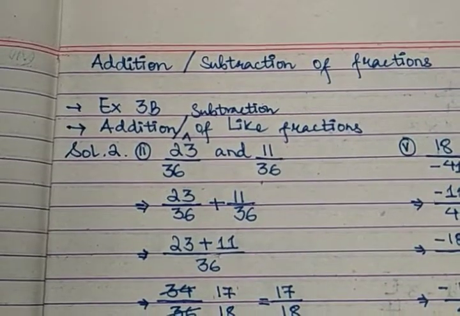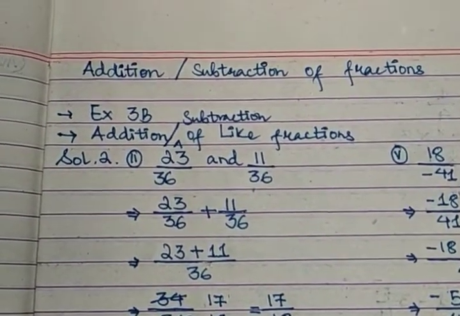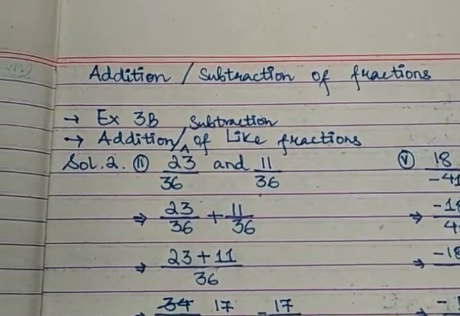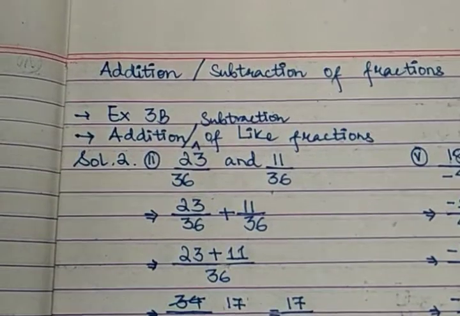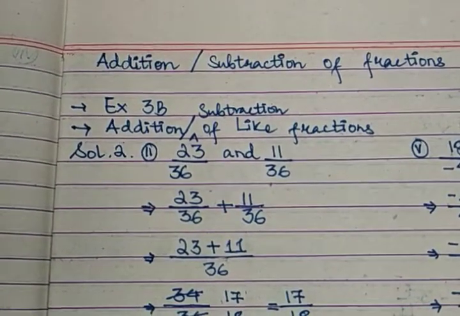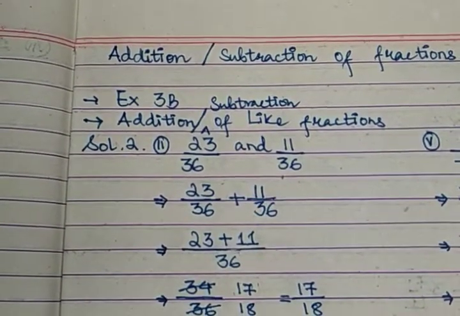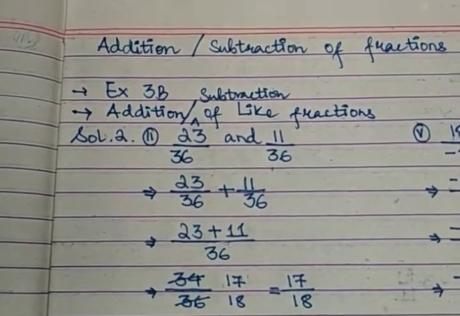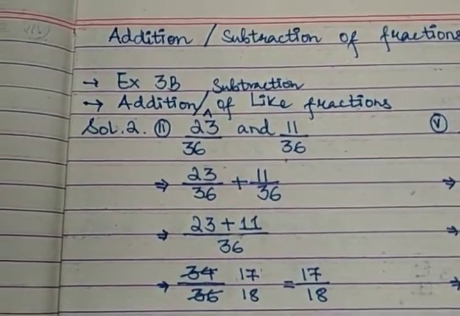First of all, when it comes to adding or subtracting fractions, we need to look at the type of fraction, whether it is a like fraction or an unlike fraction. If it is a like fraction, then it's an easier way to add or subtract compared to unlike fractions. So in this video, first of all, we'll see a few sums regarding like fractions, as well as a few with unlike fractions.